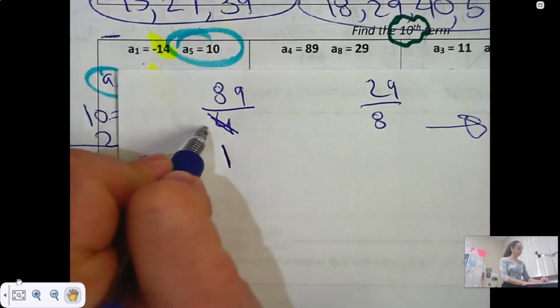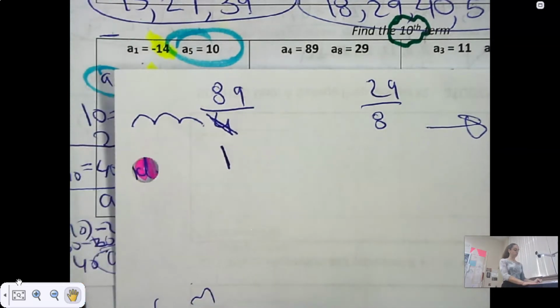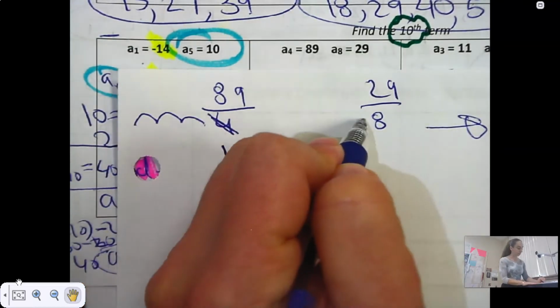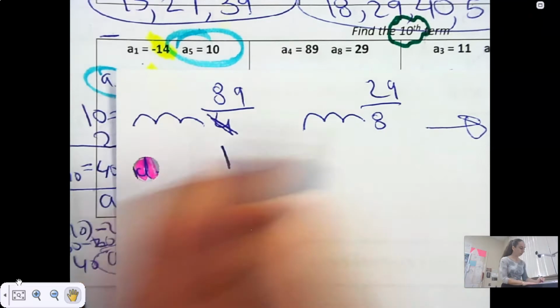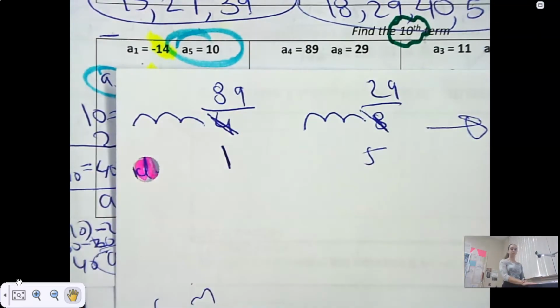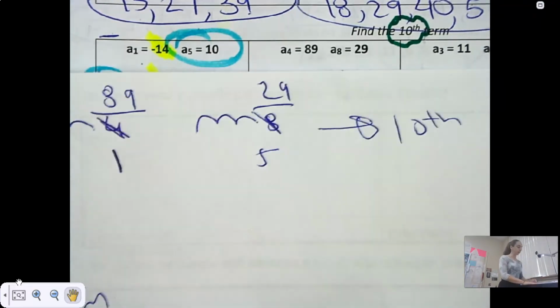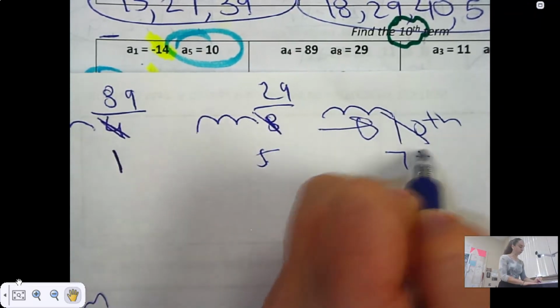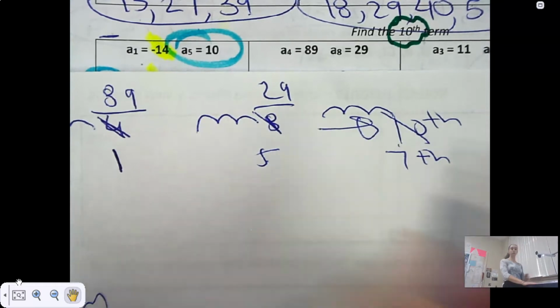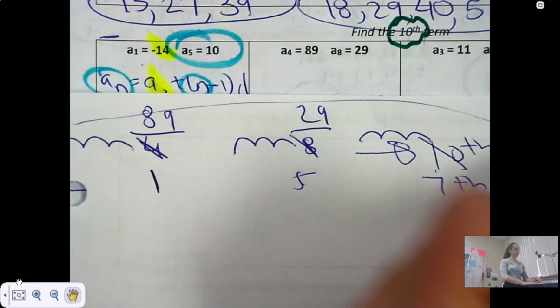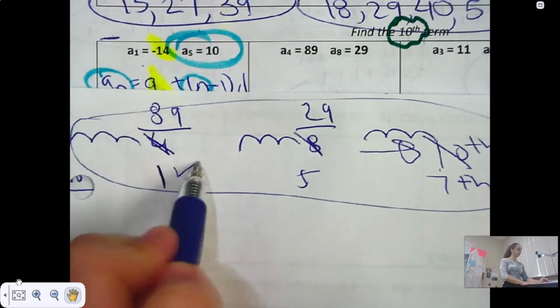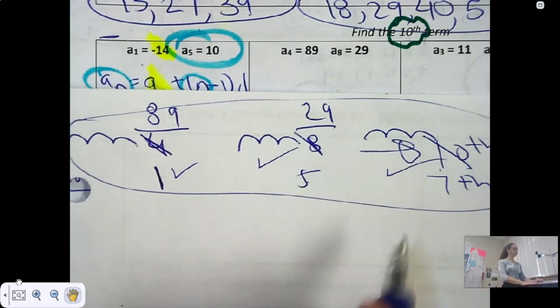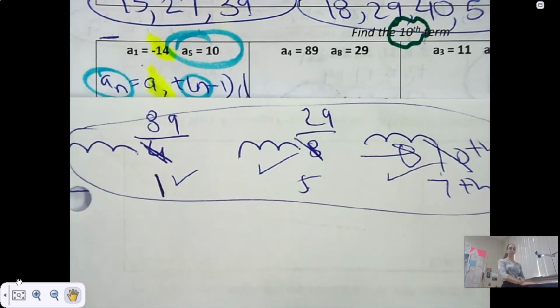So that means I really went 3, 2, 1. 3 back. So that means I really need to go 7, 6, 5. So that means that's really the fifth term. Then that also means, hey, if that's not the 10th term, 9, 8, 7. This is really the 7th term. I can call it whatever term I want. I just have to be consistent. If I'm going to lie to you, I have to keep lying to you, so it's a truth. Okay?